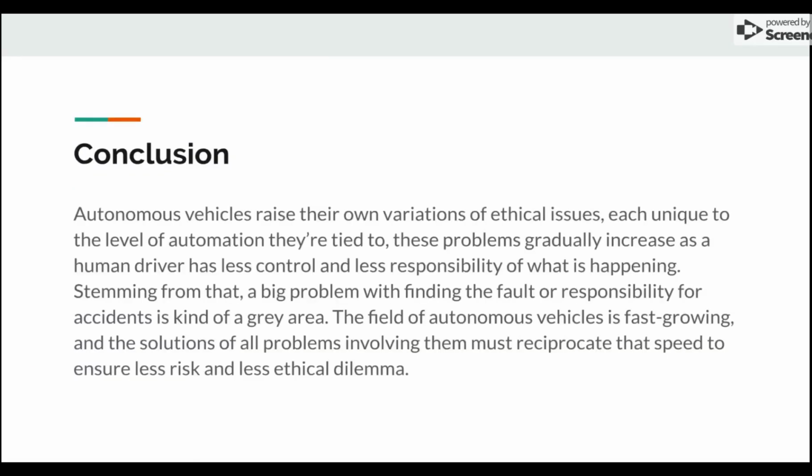The conclusion. Autonomous vehicles raise their own variations of ethical issues, each unique to the level of automation they're tied to. These problems gradually increase as a human driver has less control and less responsibility of what is happening. Stemming from that, a big problem with finding the fault or responsibility for accidents is kind of a gray area. The field of autonomous vehicles is fast growing, and the solutions of all problems involving them must reciprocate that speed to ensure less risk and less ethical dilemma.